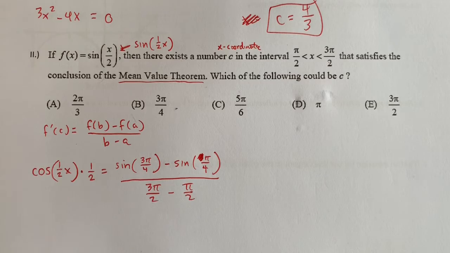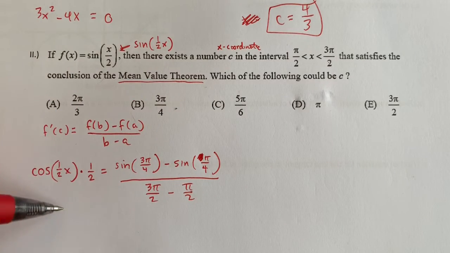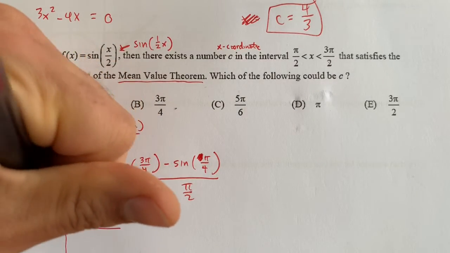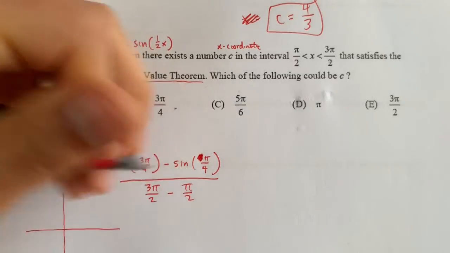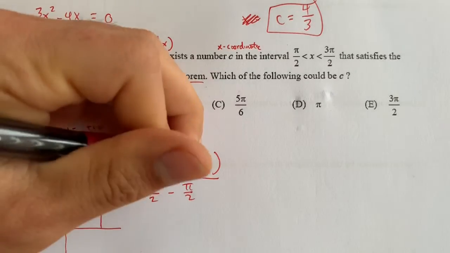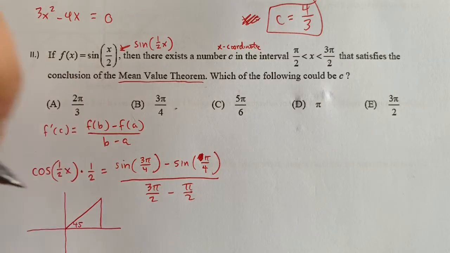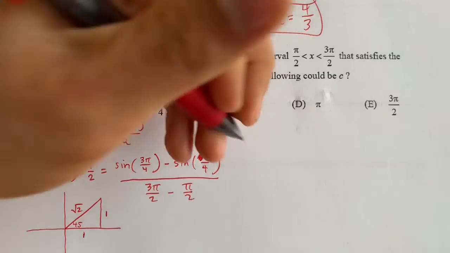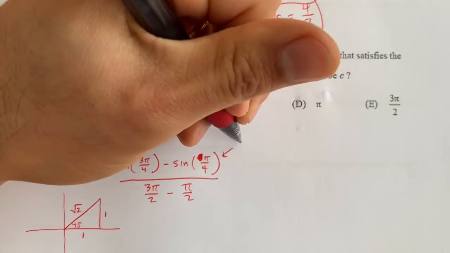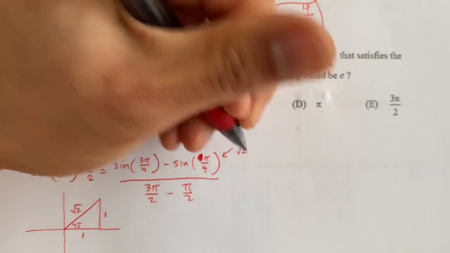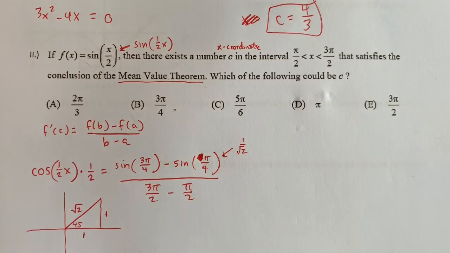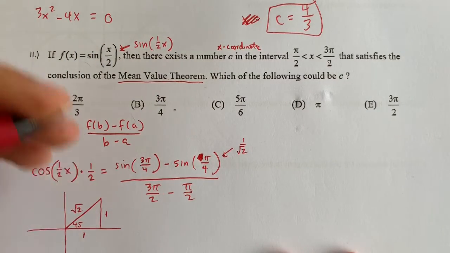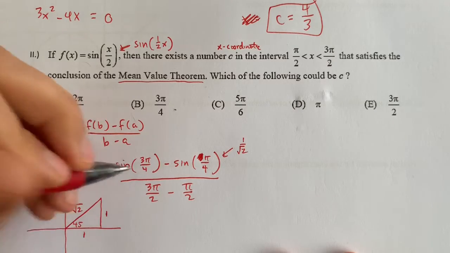All right, so now let's see if we can find these values for sine of 3 pi over 4 and pi over 4. Well, I'll draw a little picture here. Pi over 4, we should know that that's a 45-degree triangle, so that's 1, 1, radical 2. So for this, it's 1 over rad 2. Sine is opposite over hypotenuse. And then 3 pi over 4 is almost 1 pi.